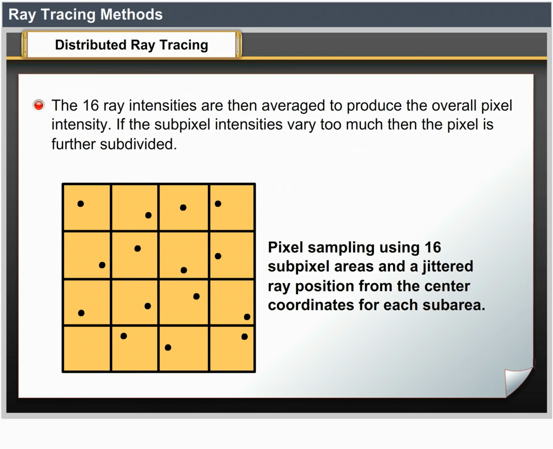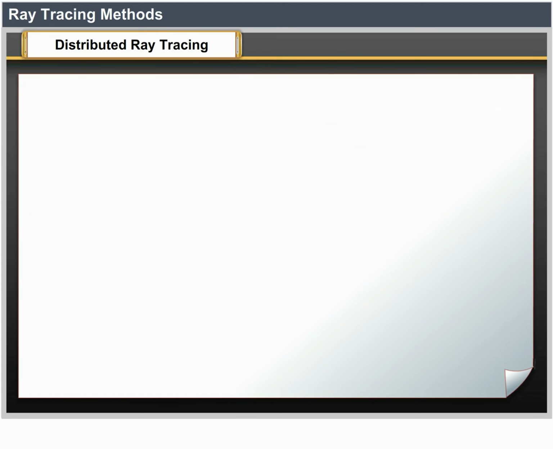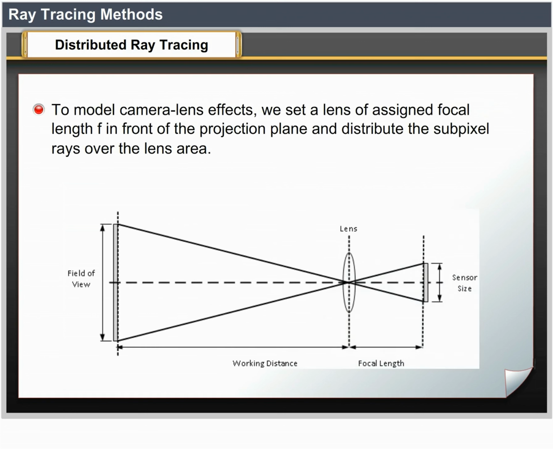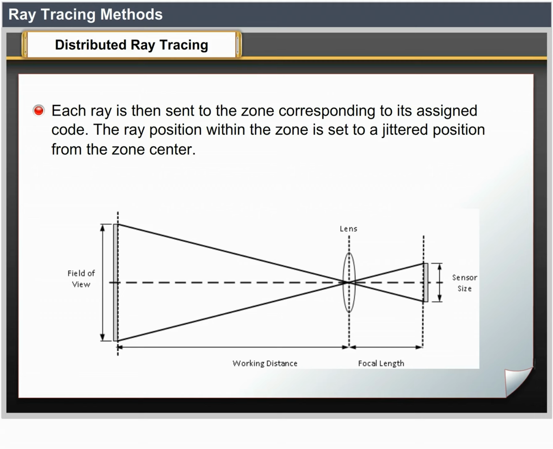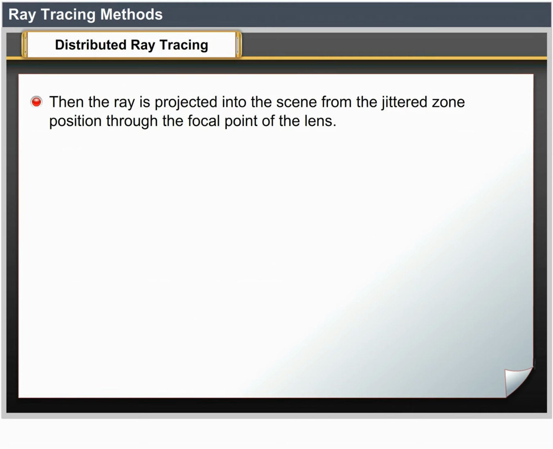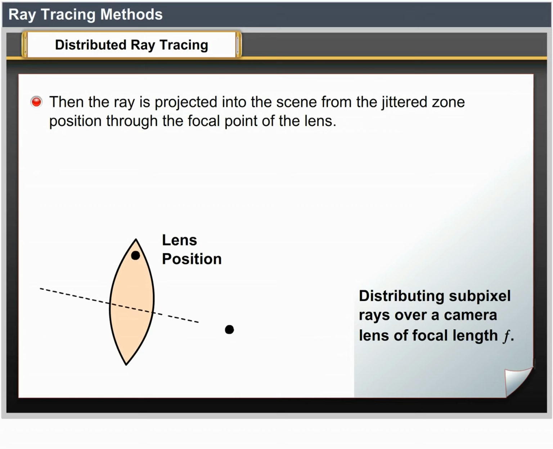To model camera lens effects, we set a lens of assigned focal length f in front of the projection plane and distribute the subpixel rays over the lens area. Assuming we have 16 rays per pixel, we can subdivide the lens area into 16 zones. Each ray is then sent to the zone corresponding to its assigned code. The ray position within the zone is set to a jittered position from the zone center. Then the ray is projected into the scene from the jittered zone position through the focal point of the lens.